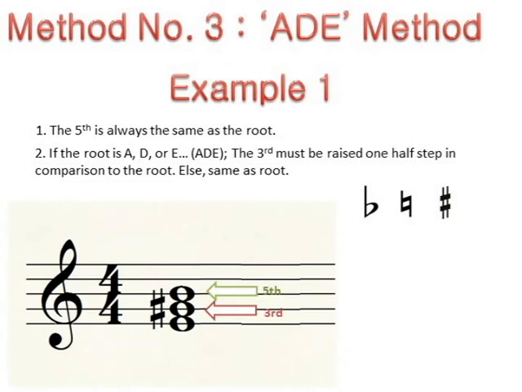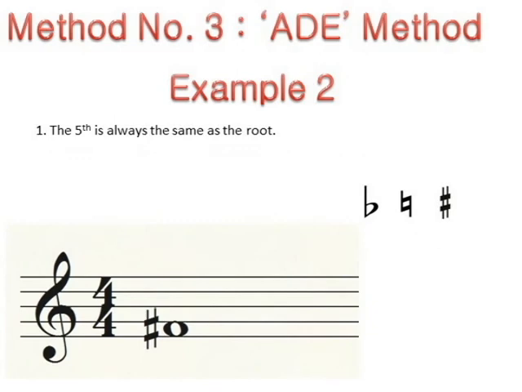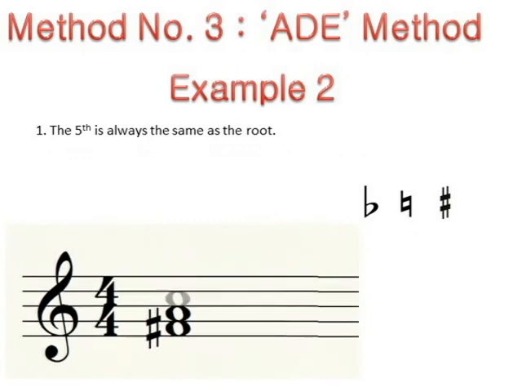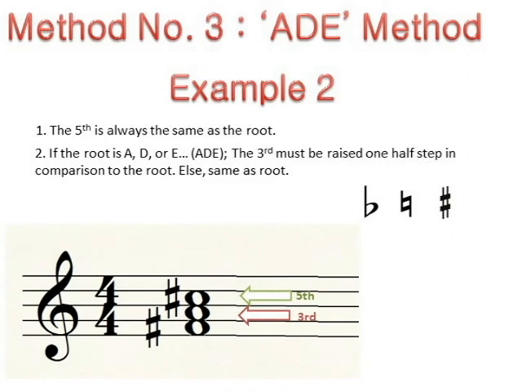So E, G sharp, B is a major triad. Here's the root note F sharp. First stack thirds, adding A and C. Rule 1. The fifth is the same as the root, so add a sharp to C. Rule 2. Is the pitch F part of "aid"? No. So the third must be the same as the root in terms of accidental. Since we have F sharp, then we will make the third the same by having A sharp. So F sharp, A sharp, C sharp is a major triad.